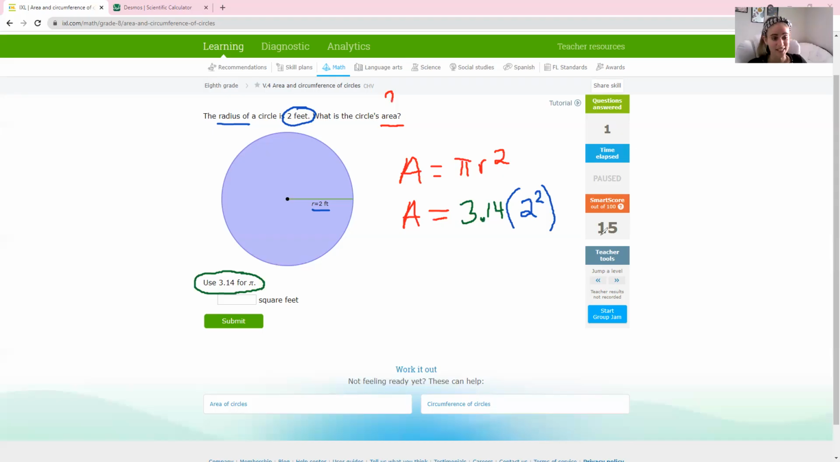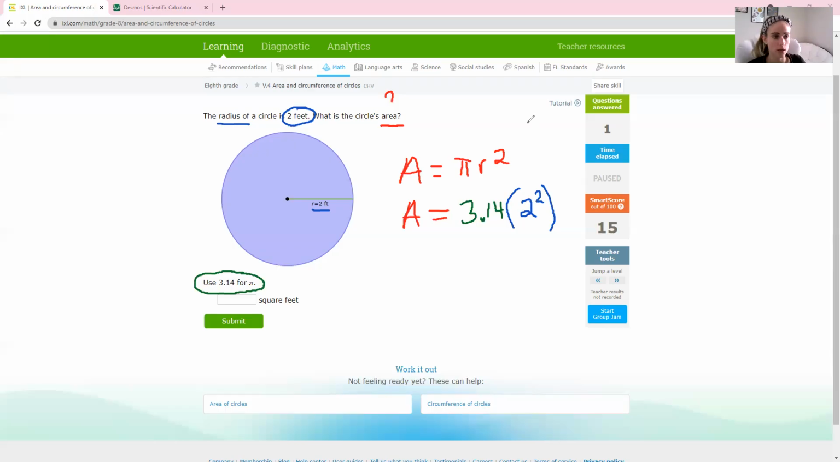Next is to simplify. Let's find out what our area is. We need to follow the order of operations. So you maybe heard of that as PEMDAS or GEMDAS. When we think about the order of operations, the first thing that we see we need to do is the E for exponents. We have an exponent right there.